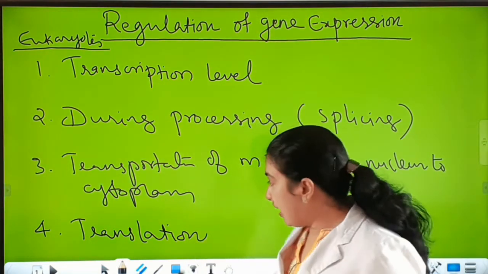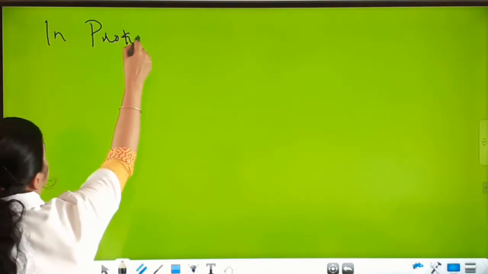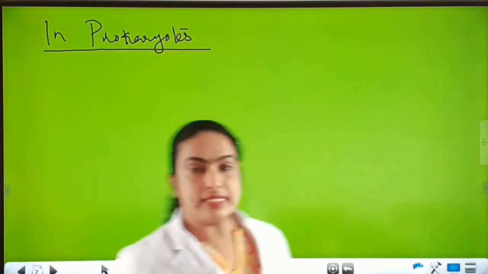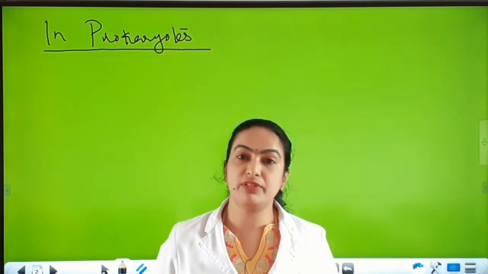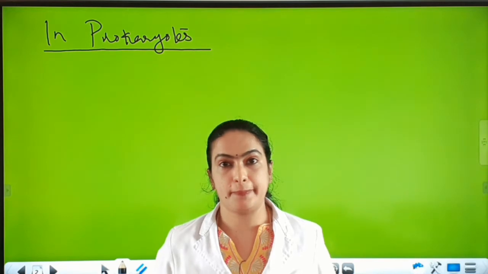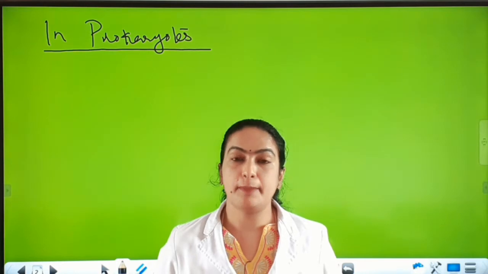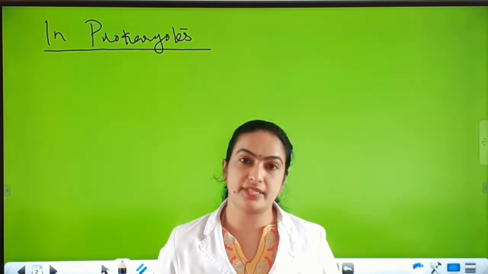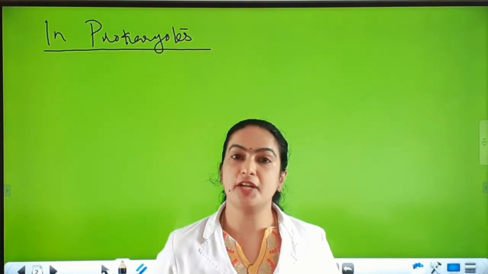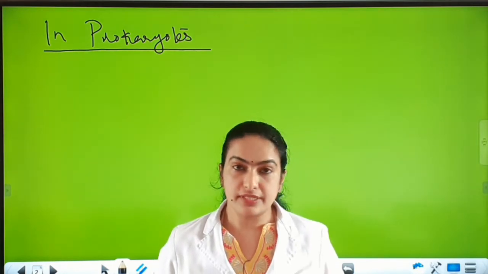But in case of prokaryotes, the regulation of gene expression is heavily influenced by environmental factors or availability of other resources. Mainly, the regulation of gene expression in prokaryotes is done by a protein called a repressor. That I will teach you.